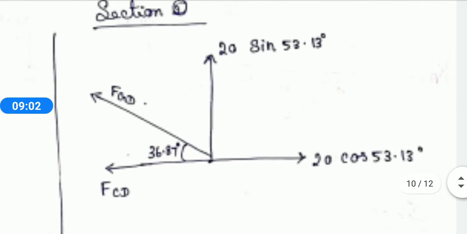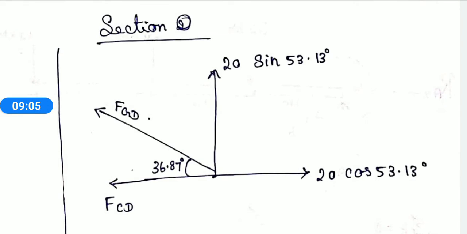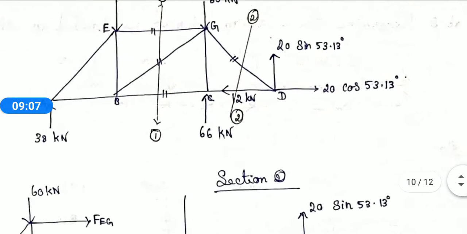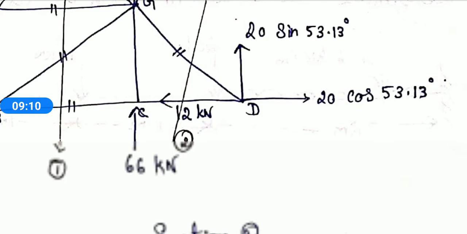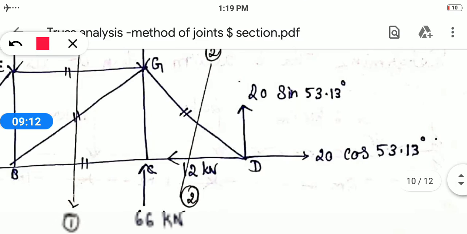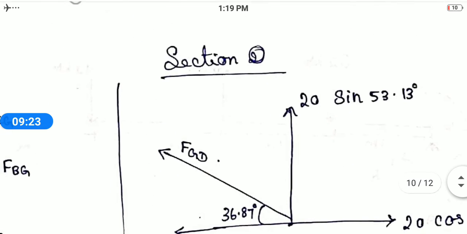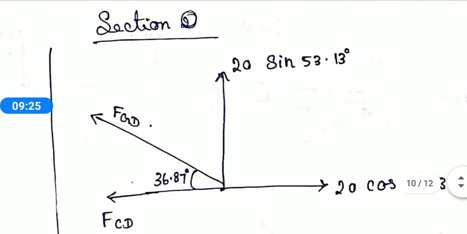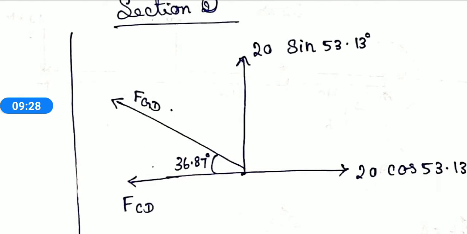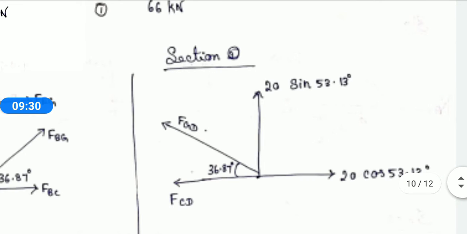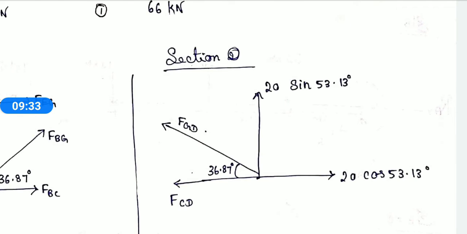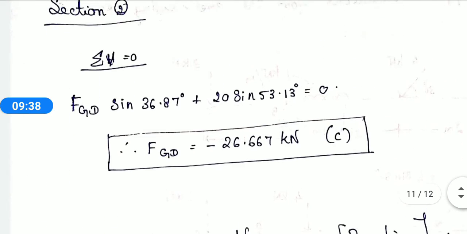So I am taking the next section, that is on this member. See, this is 20 cos 53.13, this is one thing and this is another thing. So this is your section. I had mentioned over here 20, 20, FGD and FCD. Here the unknowns are two, FGD and FCD. Substitute as in the same method. Do it for summation of vertical forces.